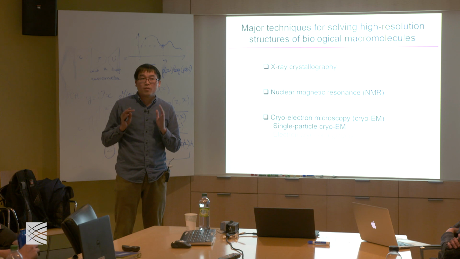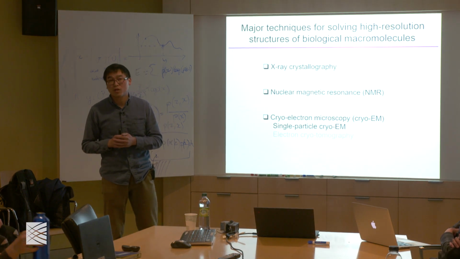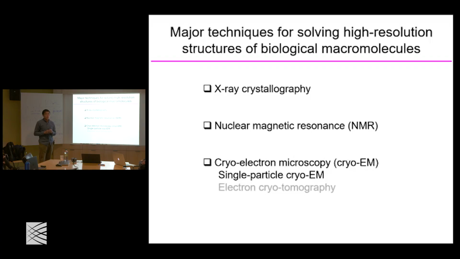Thinking about methods to determine high-resolution structure, there are essentially three methods right now. One is traditional X-ray crystallography. The other is NMR. And now there is the new player, single-particle cryo-EM. So when people say cryo-EM, usually they only mean single-particle cryo-EM, which is the focus of today's talk.